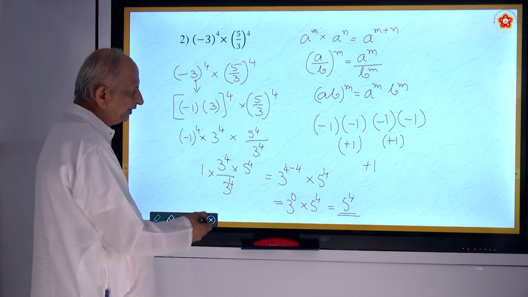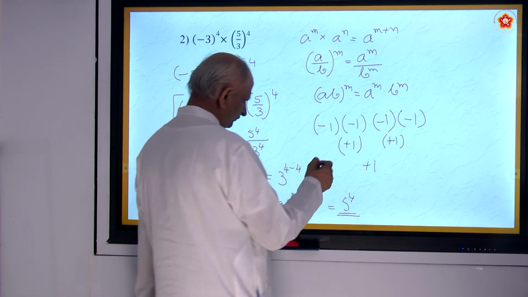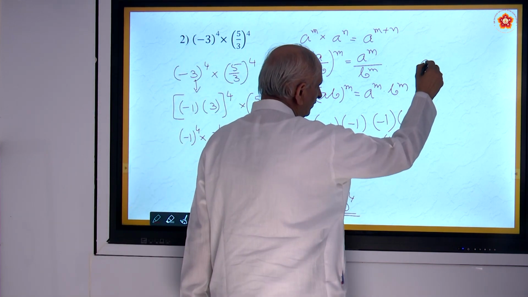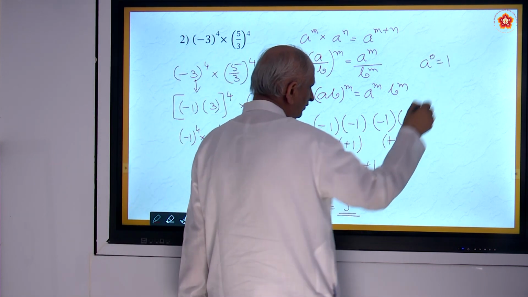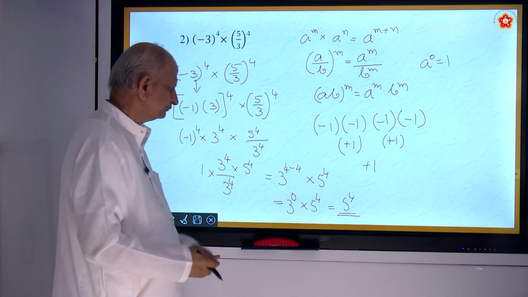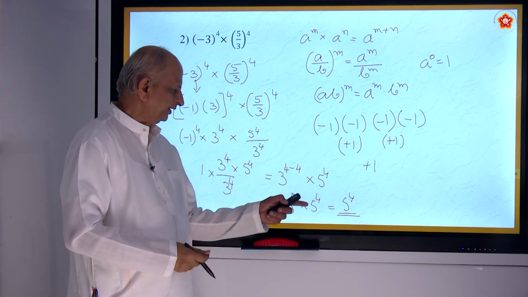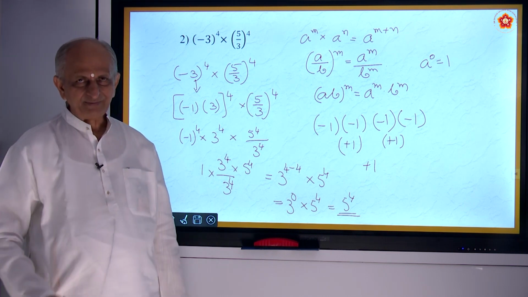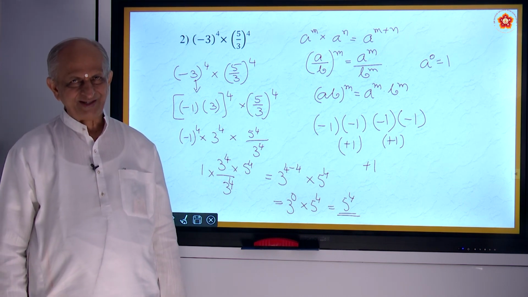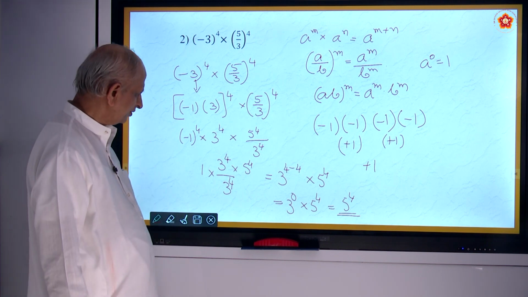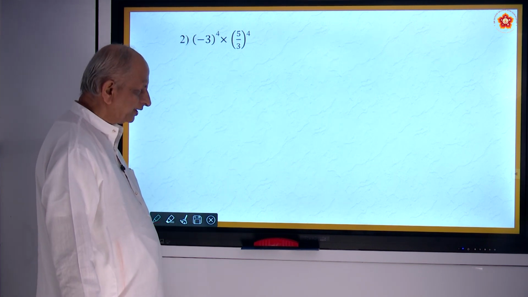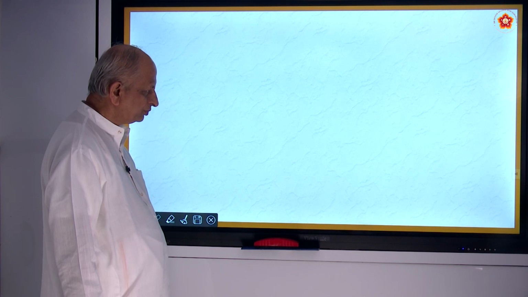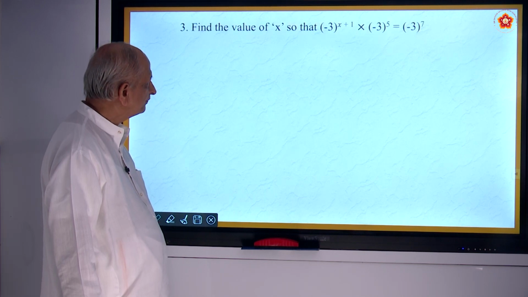So we have used the index law again, for that, a to the power of 0 is equal to 1. That law you have used here. So 1 into 5 to the power of 4 is 5 to the power of 4 only. Got it? Understood? Okay. Now we will pass on to one more question.